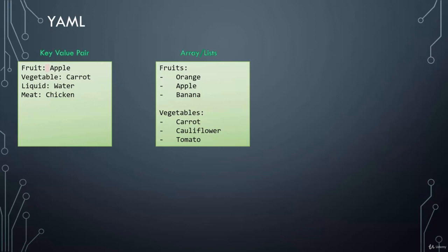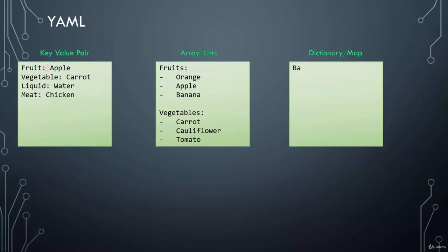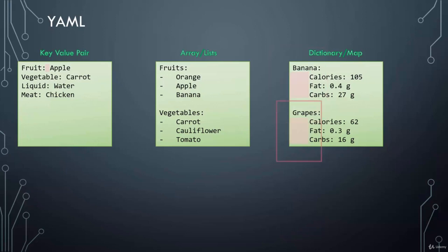How about a dictionary? A dictionary is a set of properties grouped together under an item. Here, we try to represent nutrition information of two fruits. The calories, fat, and carbs are different for each fruit. Notice the blank space before each item. You must have equal number of blank spaces before the properties of a single item, so they are all aligned together.